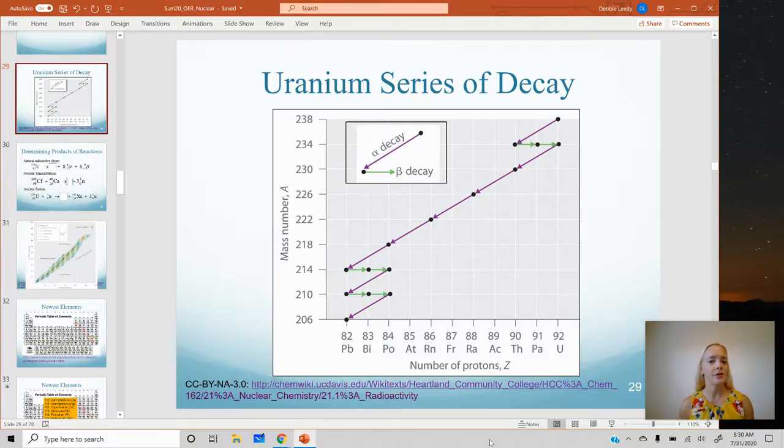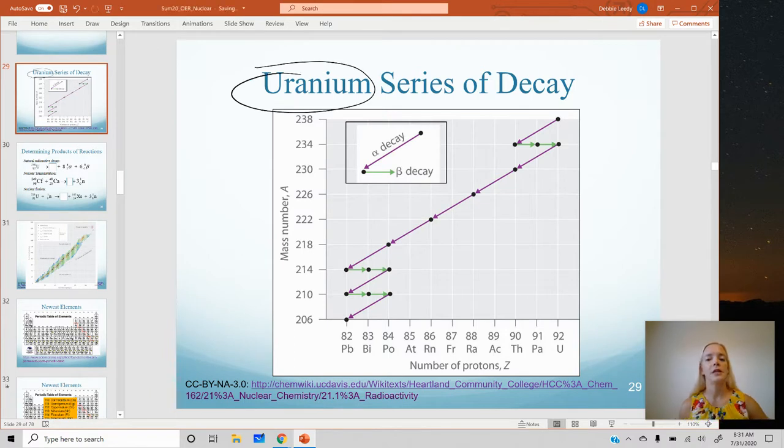Welcome back to our next video in our nuclear chemistry chapter. In this video, we'll talk about multi-step decay reactions. I mentioned in a previous video that sometimes a radionuclide will have to undergo multiple steps in order to become a stable isotope. And so we're starting with a uranium series in this slide.